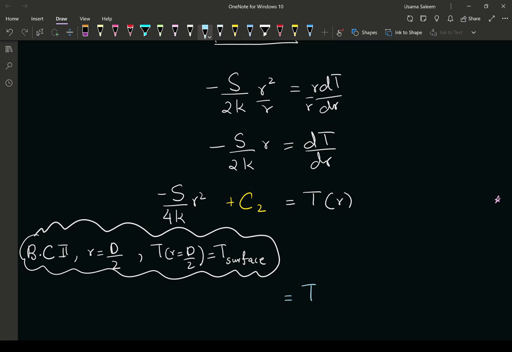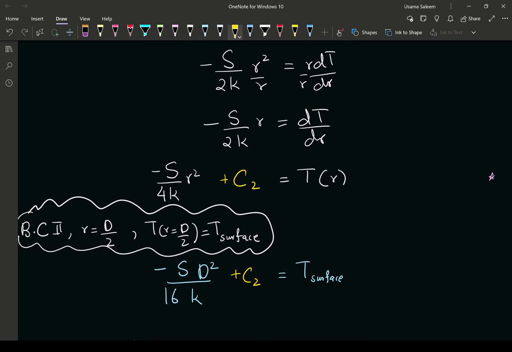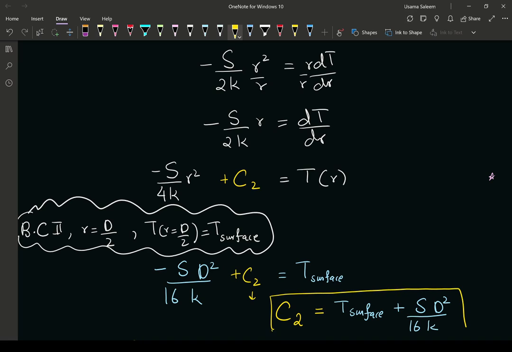We're going to get T surface is equal to negative s times, let me just skip some algebraic steps, because I think my audience is really smart, D squared over 16k, plus c2. So it turns out we found our second constant of integration. c2 is just going to be equal to T surface, the temperature at the surface, plus s D squared divided by 16k. There you go, ladies and gentlemen. Give yourself a pat on the back.